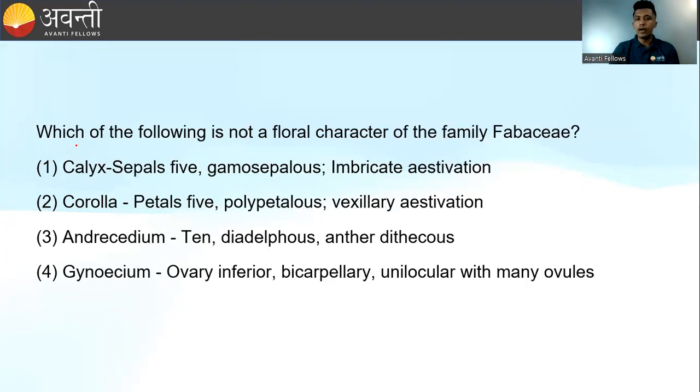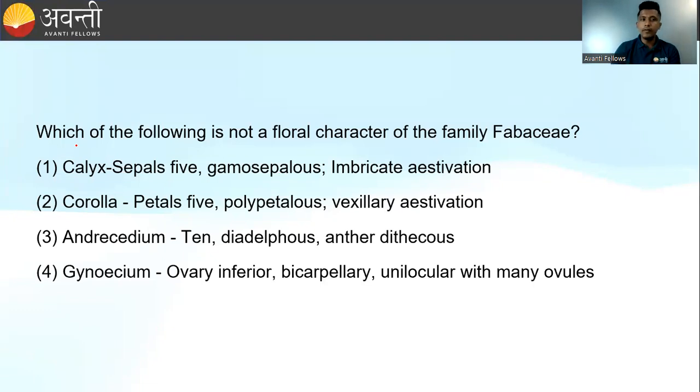Which of the following is not a floral characteristic of family Fabaceae? Our options are: Calyx, sepals 5, gamosepalous, imbricate estivation. Corolla, petals 5, polypetalous, vexillary estivation. Androecium 10, diadelphous, anther dithecous. Gynoecium, ovary is inferior, bicarpellary, unilocular with many ovules.